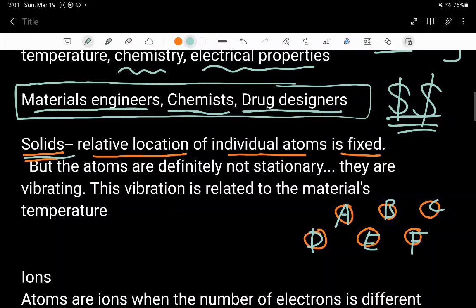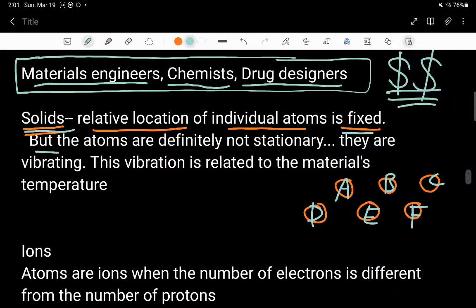then the atom A is not going to slide past E and go to the other side of F, right? So A can't do that in a solid. It can do it in a liquid and it can do it in a gas, but not in a solid, right? So let me erase that possibility. So they have fixed relative locations.